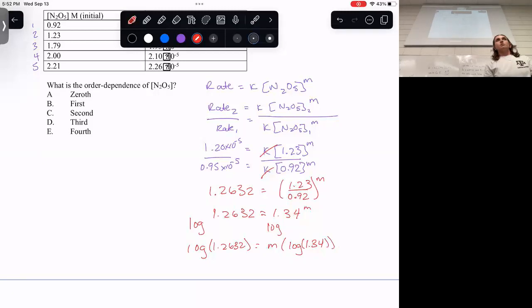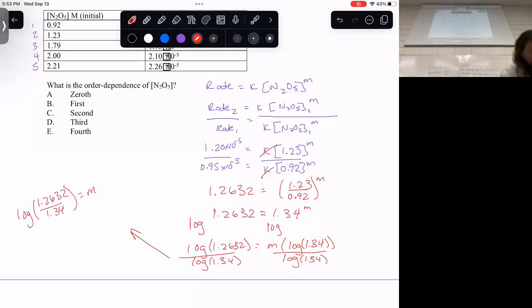Alright, so M now becomes in the front, and then you can divide by the log. Right, we get into exponent math and log math and ln math. So now this becomes the log of 1.2632 over 1.34 is equal to M. And then you can plug that into your calculator.